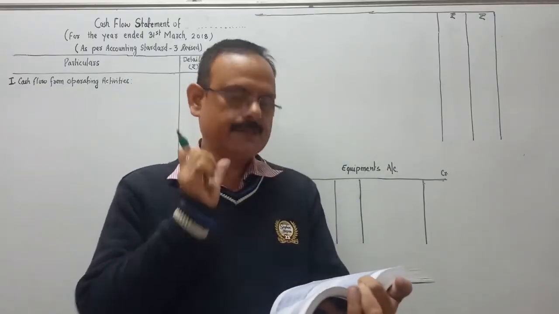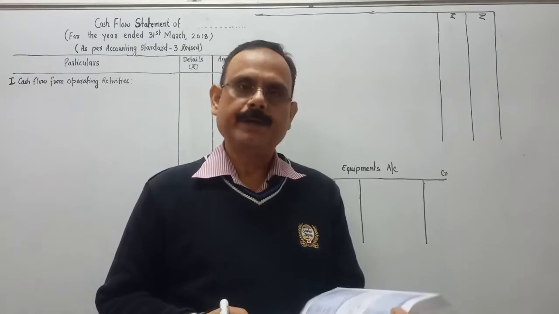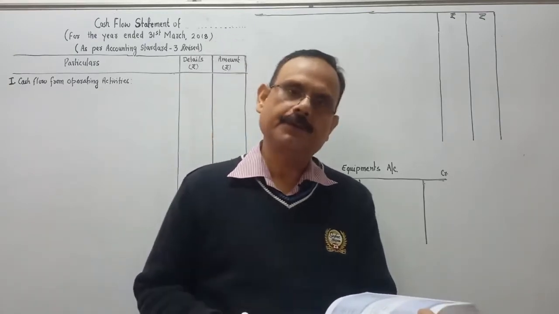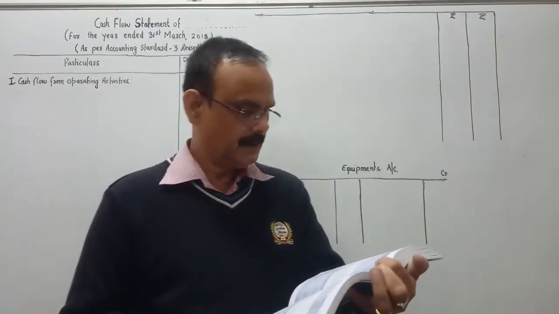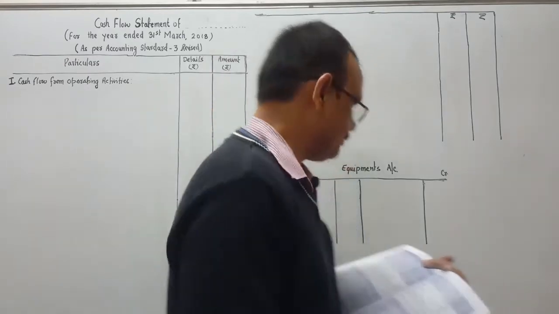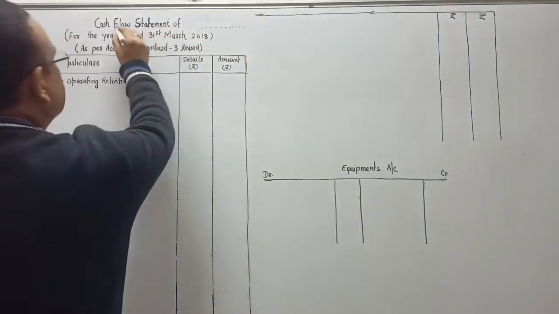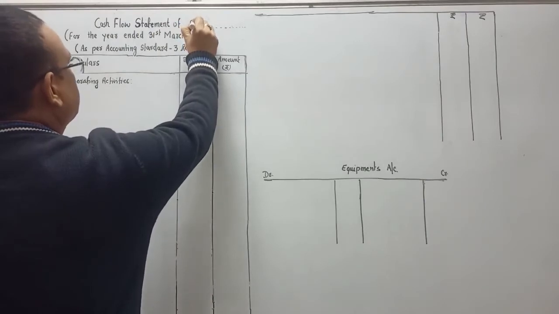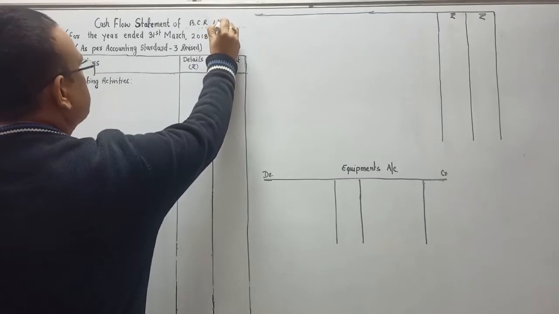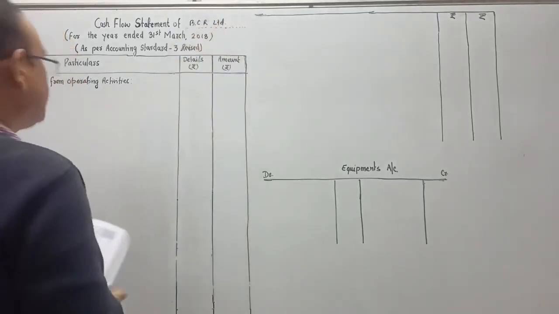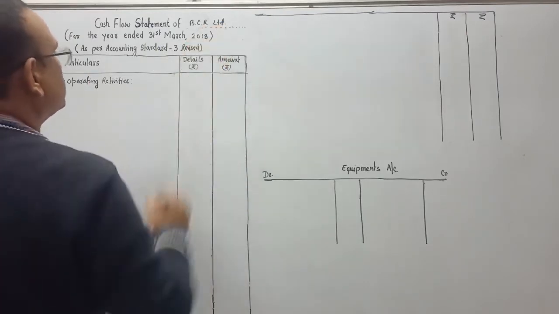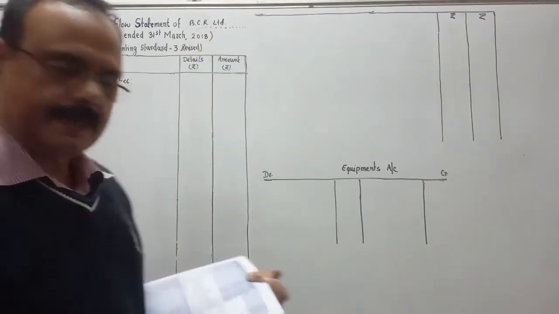from the following balance sheet of BCR Limited as at 31st March 2018 and 31st March 2017, prepare cash flow statement. So the company name is BCR Limited. So you write cash flow statement of BCR Limited for the year ended 31st March 2018. This is correct. Okay, 31st March 2018.